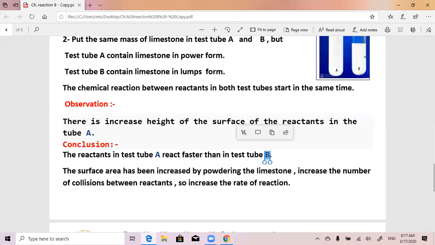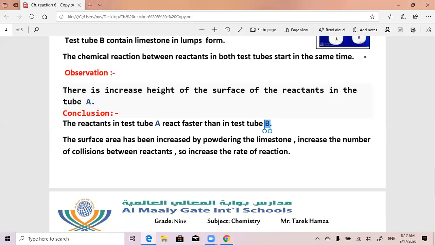Why? Because the surface area has been increased by powdering the limestone, calcium carbonate, and this increases the number of collisions. Collisions, we said, are collisions between the solid and liquid reactants. Between the reactants, so it increases the rate of reaction.